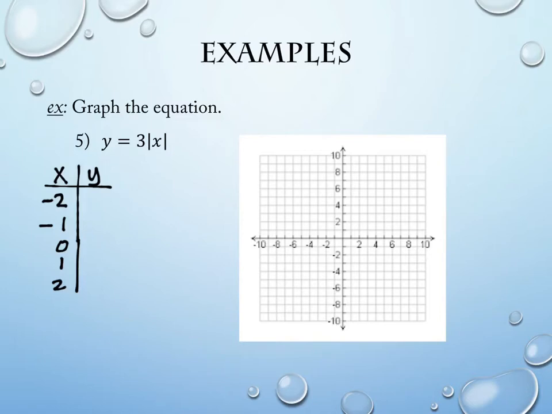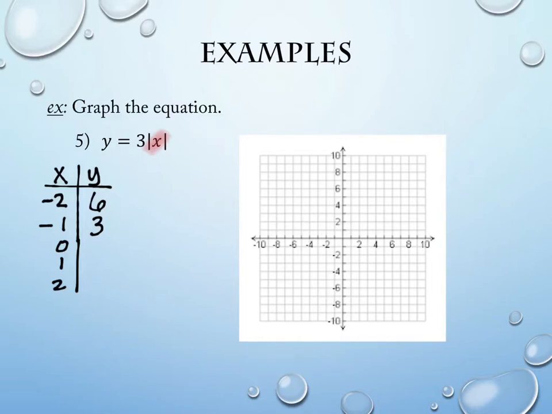If I put -2 in for x, what's the absolute value of -2? 2 times the 3 that's in front, 6. This is positive 6. Wait, how was that? Oh, because it's absolute value. Yep, those absolute values, you're right. How about -1? What's the absolute value of -1? 1 times the 3 in front gives me 3.